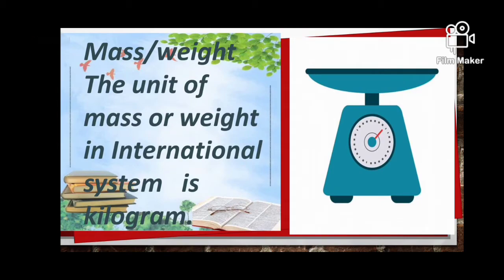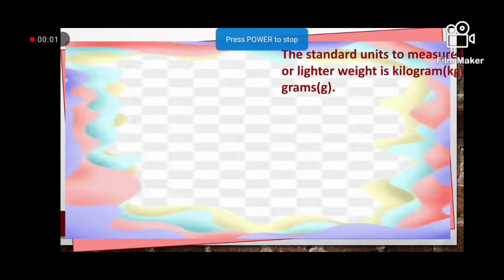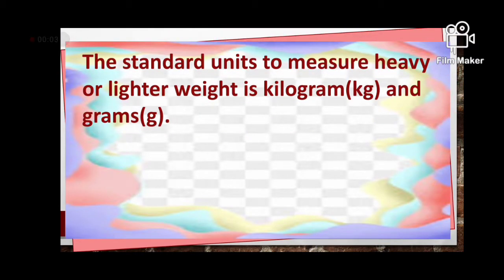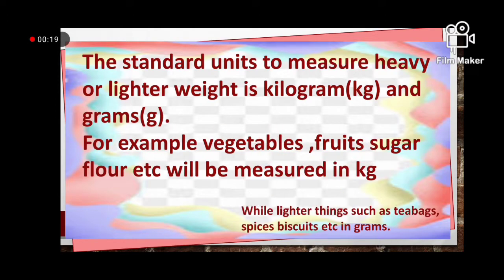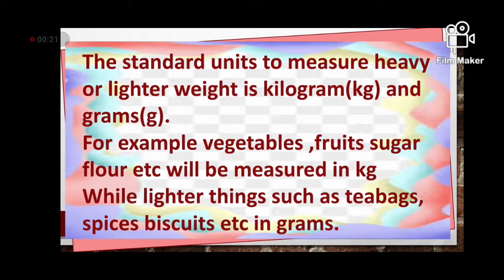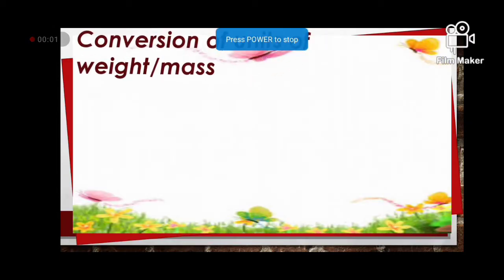The unit of mass or weight in the international system is kilogram. The standard units to measure heavier or lighter weight are kilograms and grams. For example, vegetables, fruit, sugar, flour, etc. will be measured in kilograms, while lighter things such as tea bags, spices, biscuits, sweets, etc. in grams. Now let's convert the units of mass and weight.